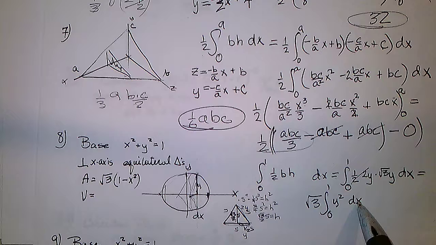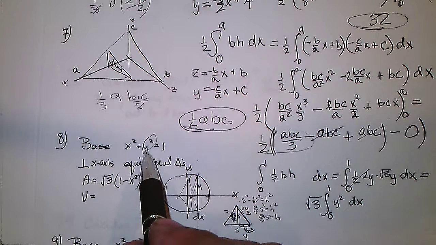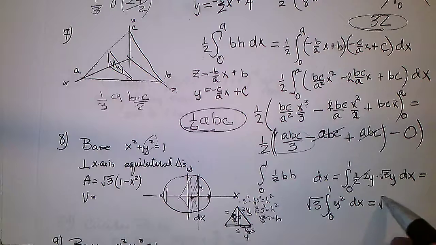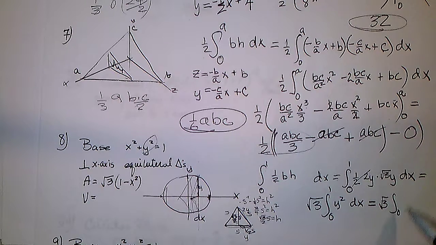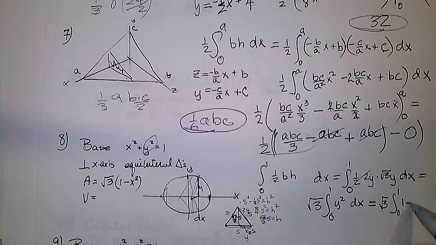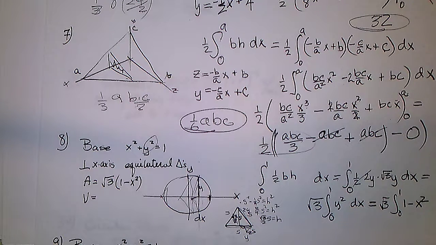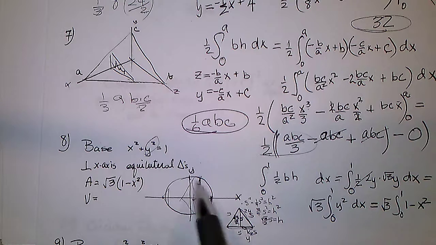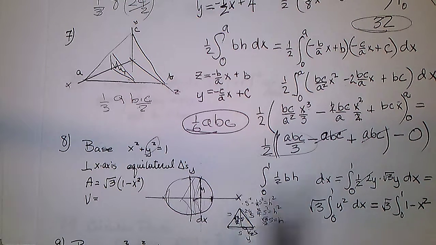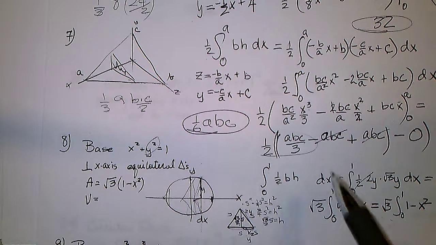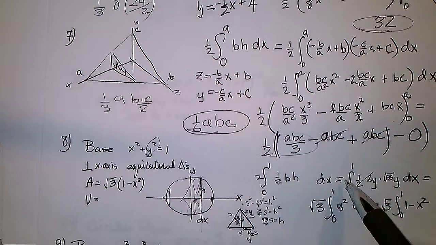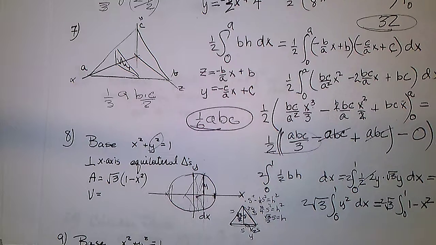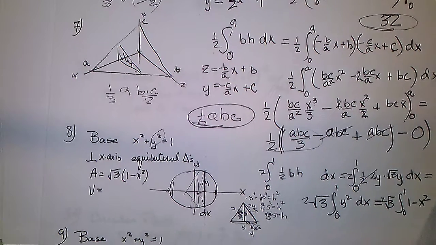Oh, but I needed an x. But now I just have to get y squared. So that's 1 minus x squared. Oh, that's not so bad. Square root of 3 integral from 0 to 1 of 1 minus x squared. Oh, and what did I forget to do? We're only doing half of it, so we have to double the answer. So I should have put in a 2. So this should have a 2 square root of 3 there, dx.